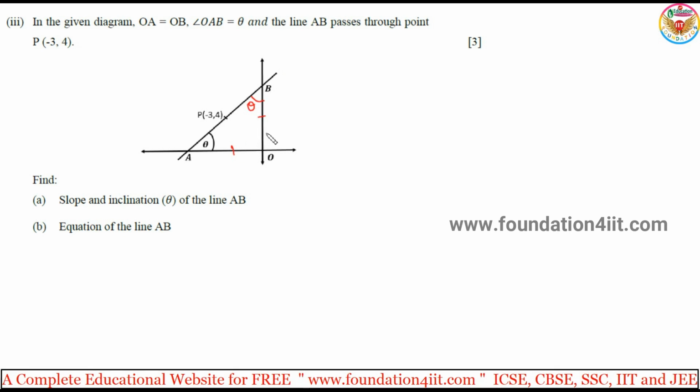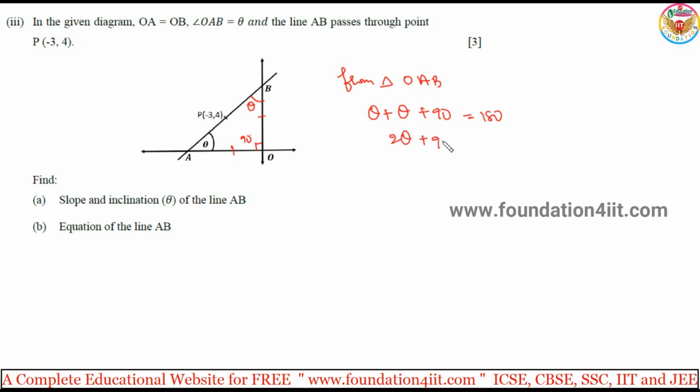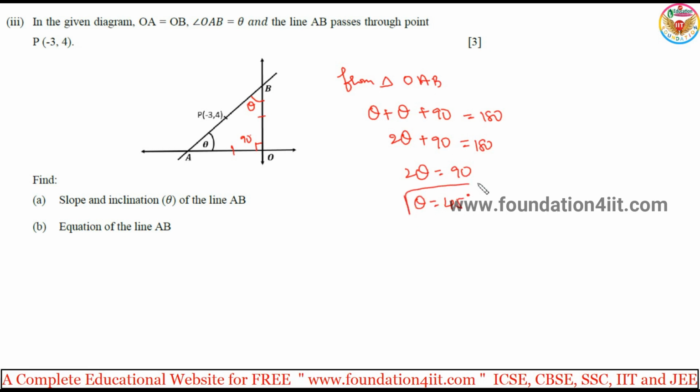The sum of the angles in a triangle is 180, and this is 90 because of the x and y axes. Okay, the angle is 90 degrees. Then theta plus theta plus 90, the sum of the three angles from triangle OAB, is equal to 180 degrees. 2 theta plus 90 is equal to 180. 2 theta is 180 minus 90, which is 90. Then theta is equal to 45 degrees.